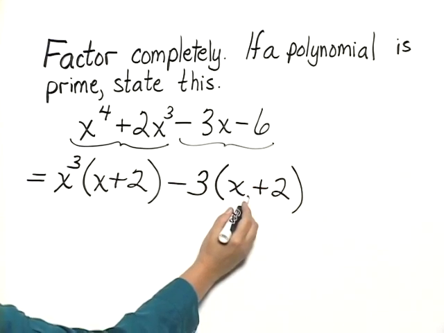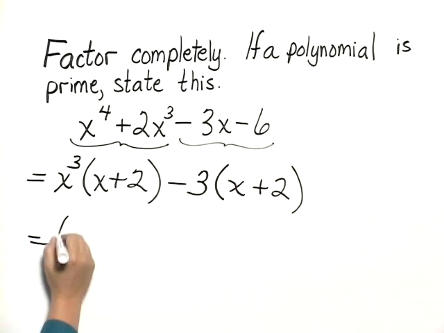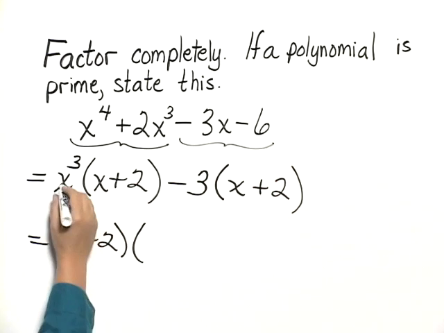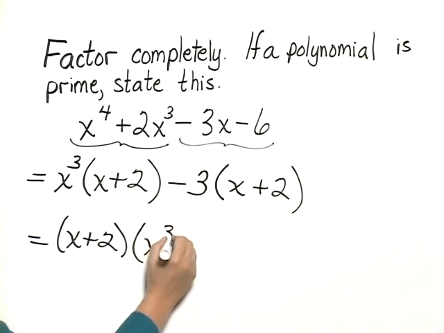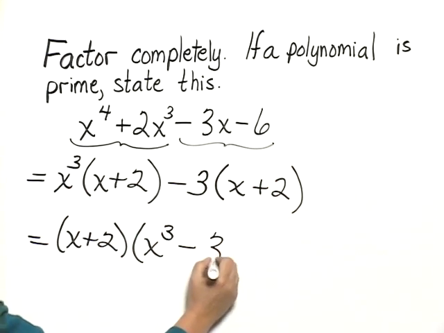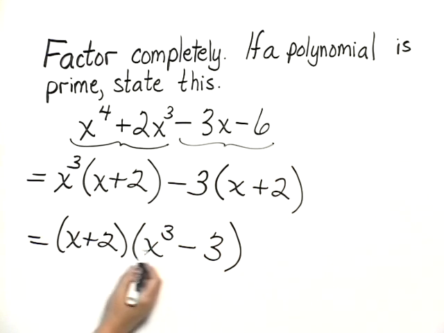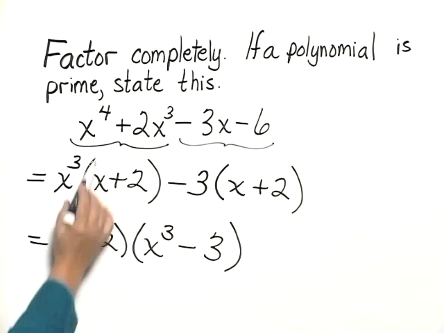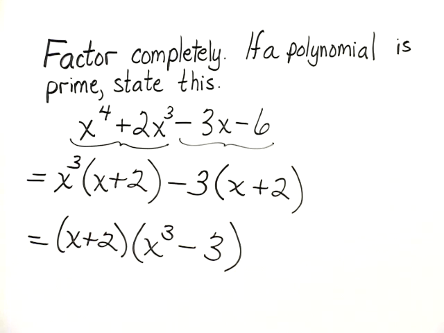I have a common binomial factor, so I can factor that out. I write x plus 2, and then I write the x cubed minus the 3. Checking my binomials, I do not have a binomial that factors further, so I'm done. And I can check by multiplying. I'd find that the factorization of the original polynomial is x plus 2 times x cubed minus 3.